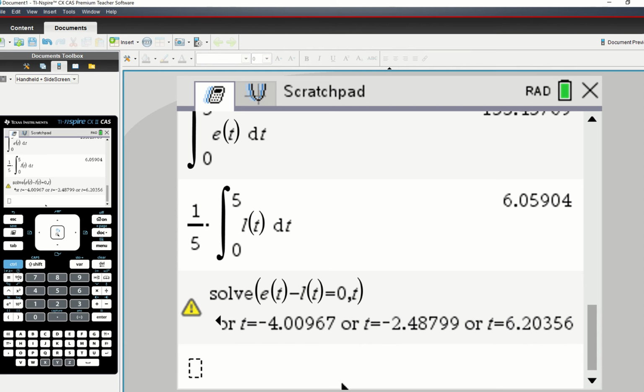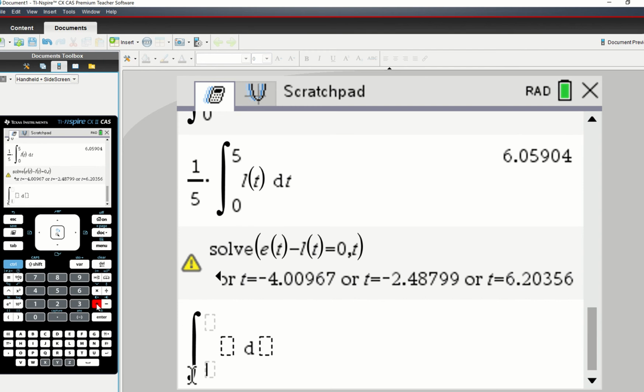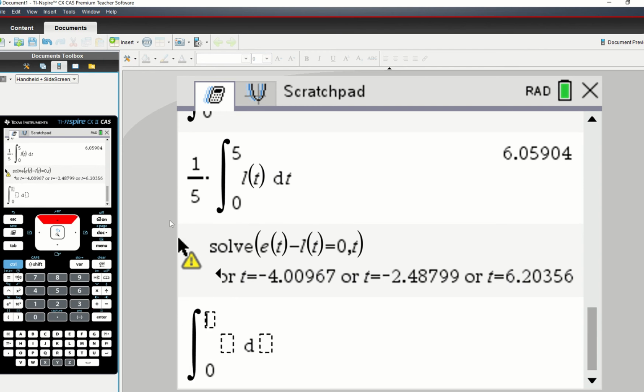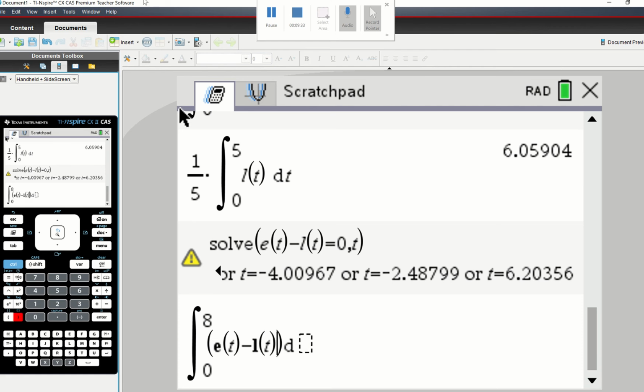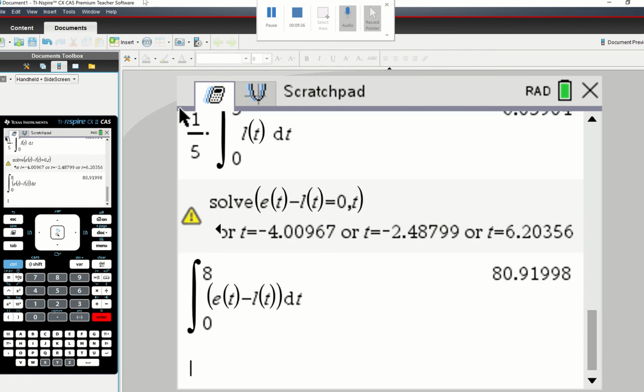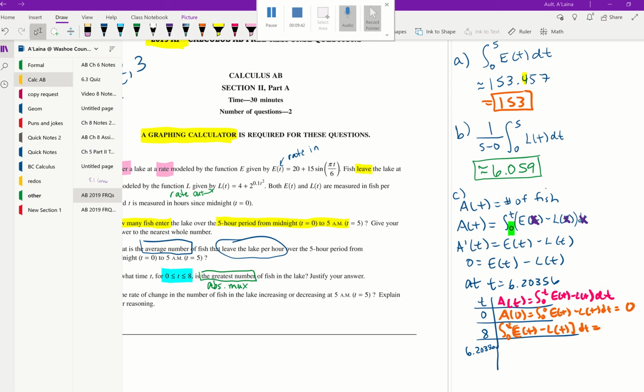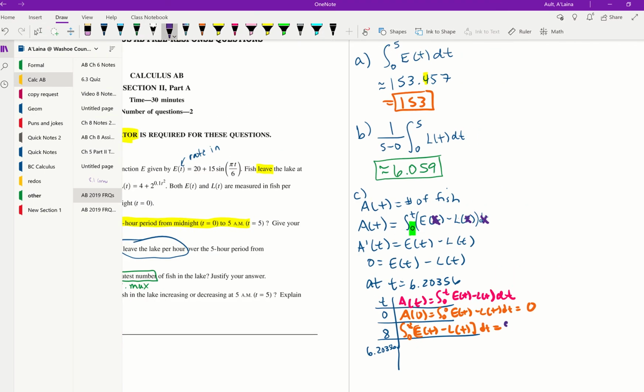So move back down here. So this would be the definite integral from 0 to 8 of E of t minus L of t dt. And I get approximately 80.91998. Now, be careful here. You do want to make sure that you write this down accurately to at least 3 decimal places, because if you don't, you will not get your justification points. Now, I often take it out a little bit further. That's totally up to you.